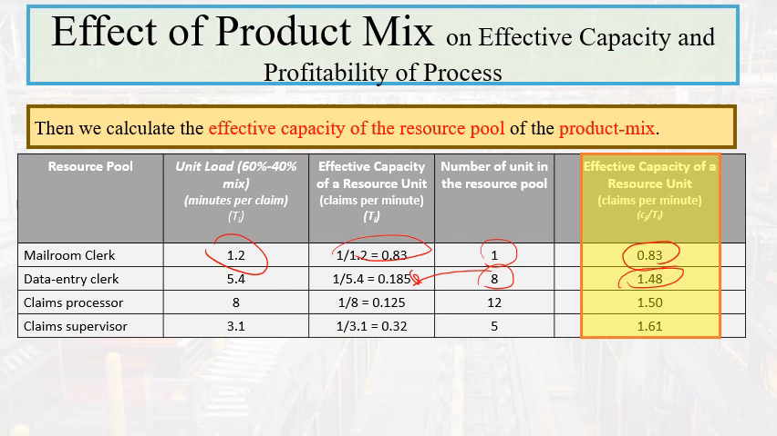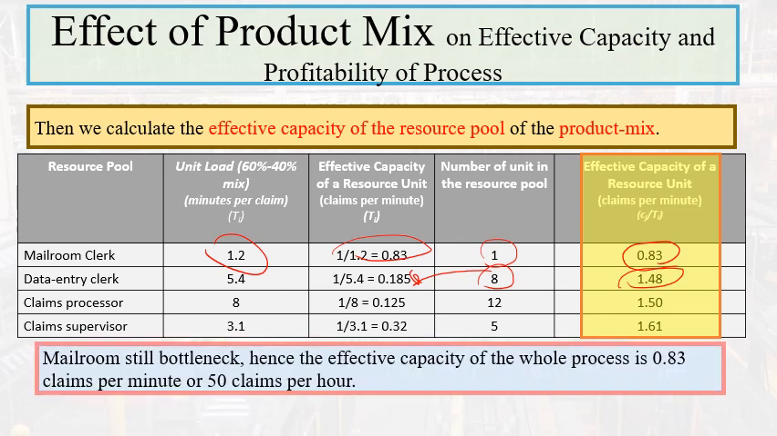Now again, when we want to answer the question, what is the effective capacity of the process as a whole, mailroom is still the bottleneck. It's the smallest effective capacity, which is 0.83, and that's going to be 50 claims per hour. So if you take the 0.83 claims per minute and multiply it by 60, it's going to give you 50 claims per hour.